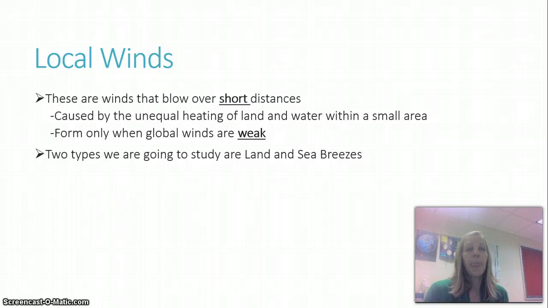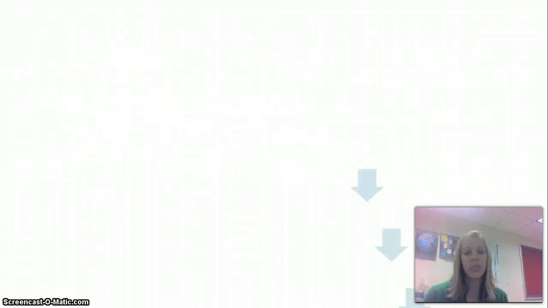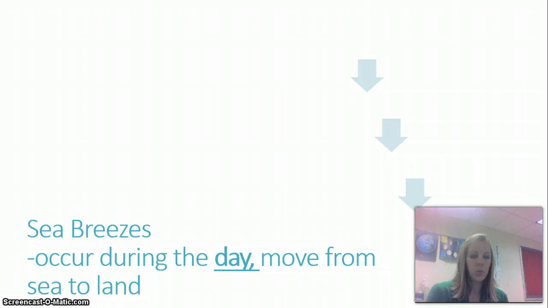And when the global winds are really strong, the local winds don't have an effect on us. They don't cause anything. We don't notice them because we've got global winds. However, when the global winds are weak, then we can more notice the local winds. Two types of local winds that we're going to be focused on are land breezes and sea breezes. So let's get into the first one.